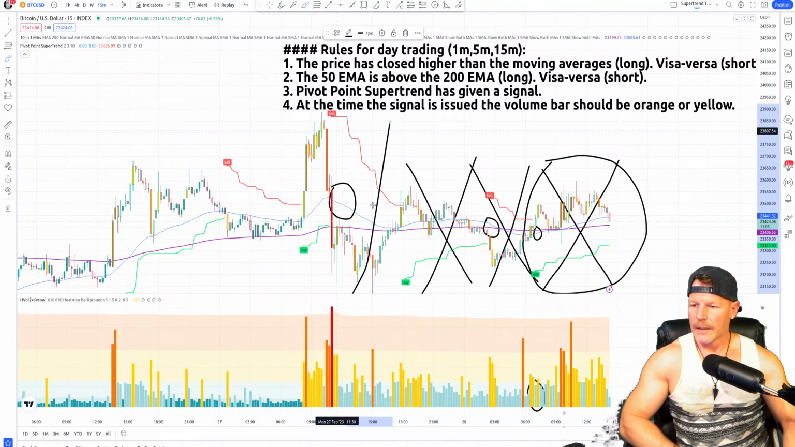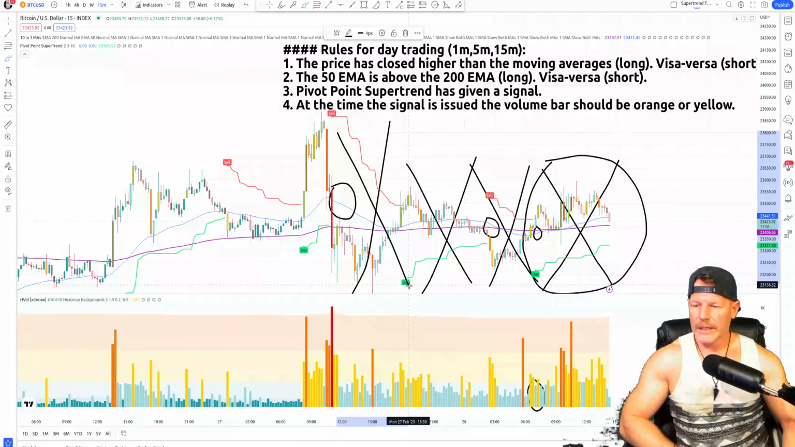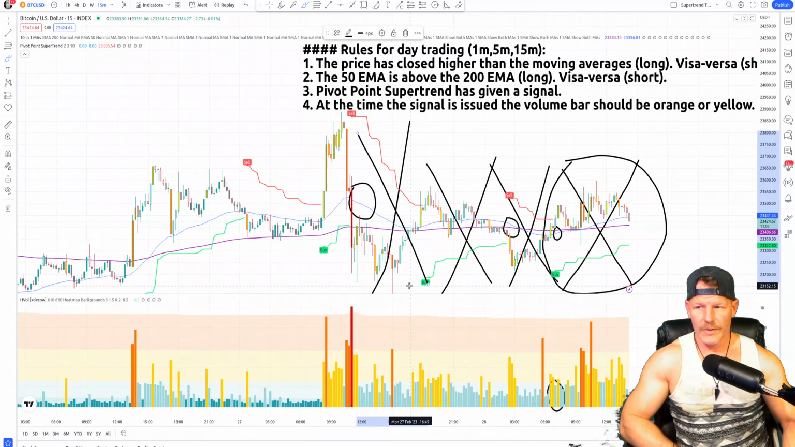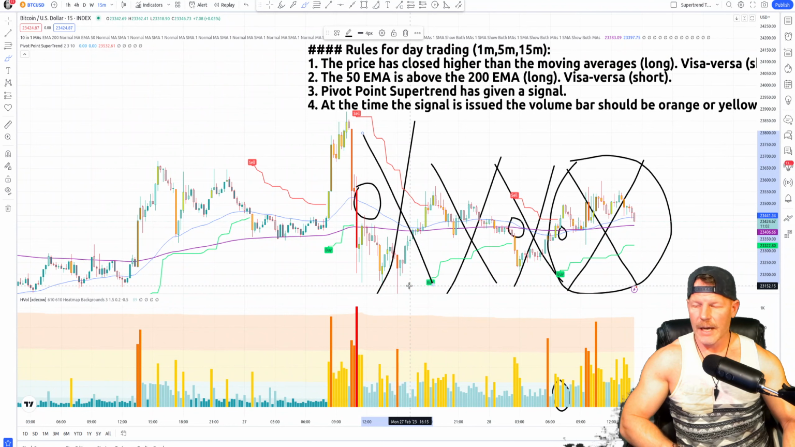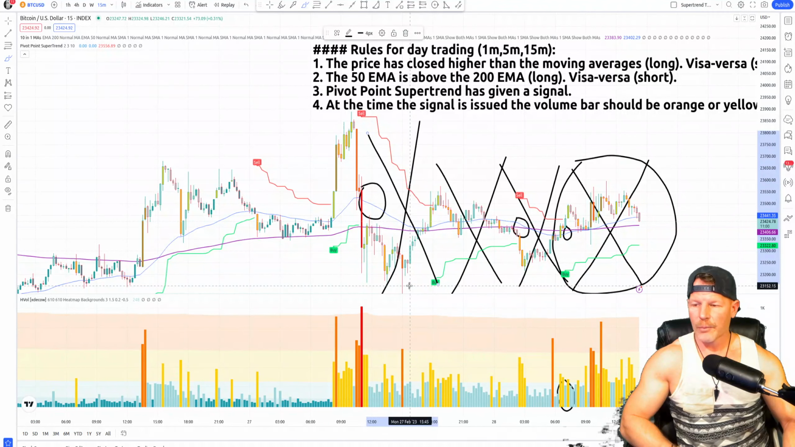All right, striking out so far here, but that is a good thing because it is giving us a higher probability of success. Now let's take a look at our first successful entry. If we were to enter this, all right, we've got our buy signal.